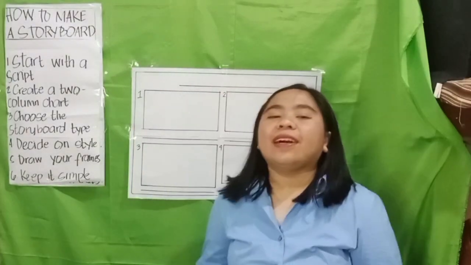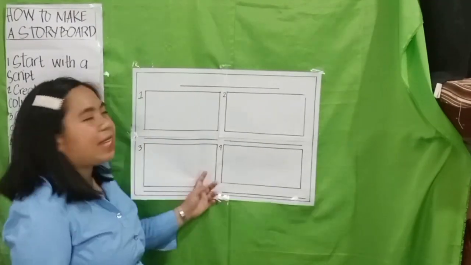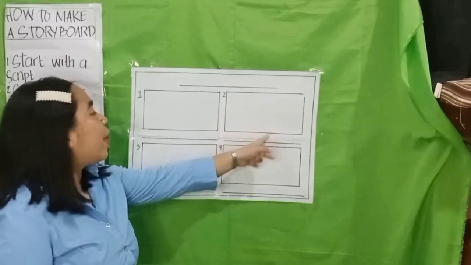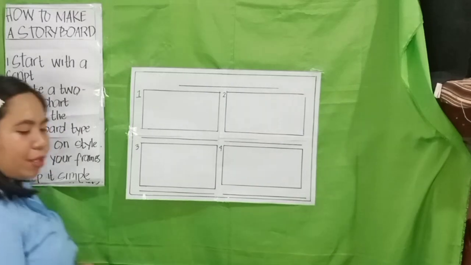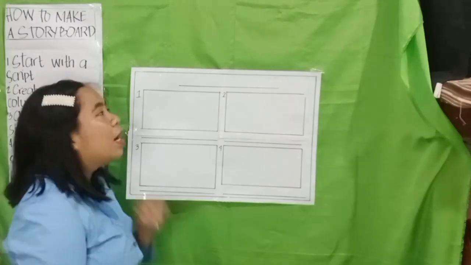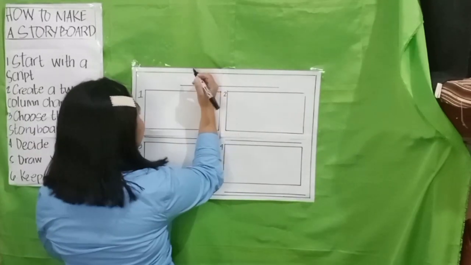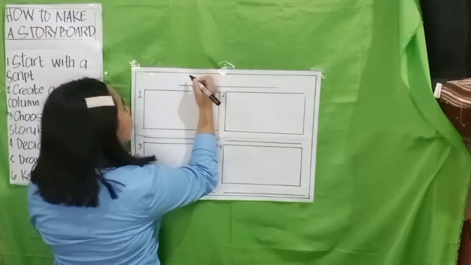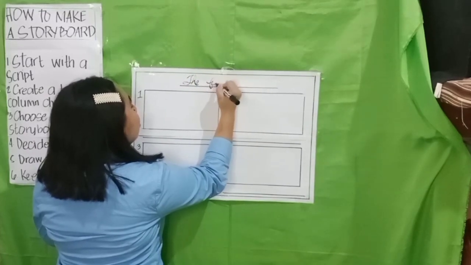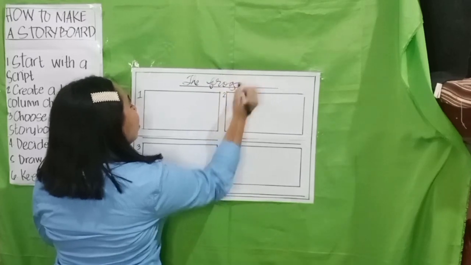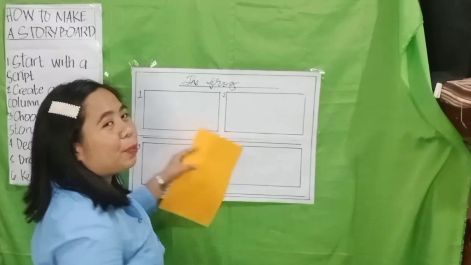So I have here my panel, which contains 4 frames. The first step that I will do, I will write the title. The frog. Then I will gather my thoughts. What should I put here?